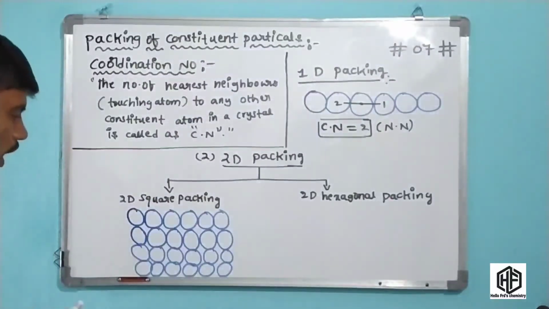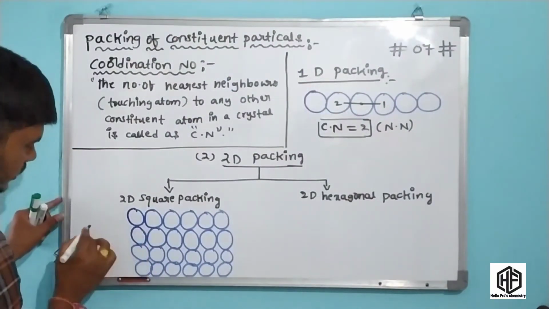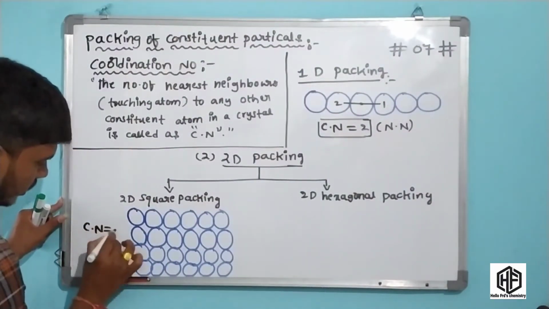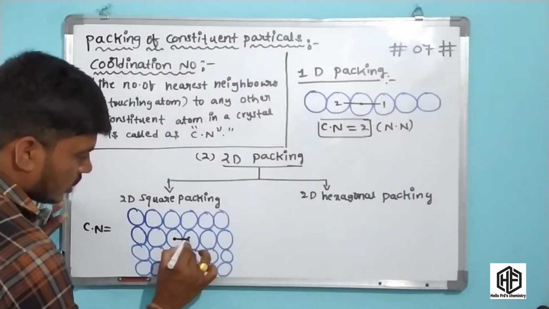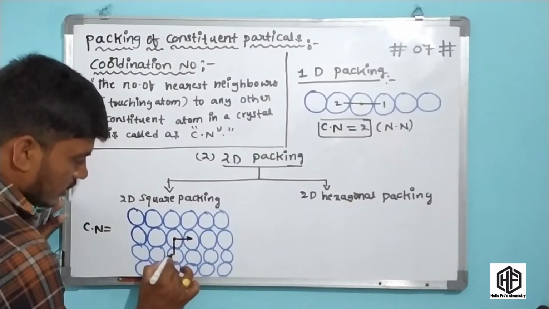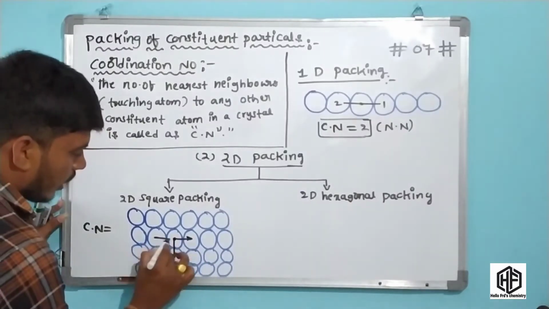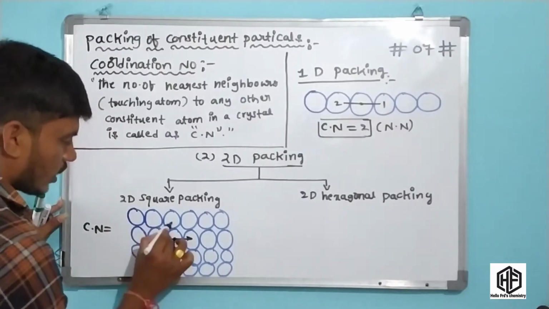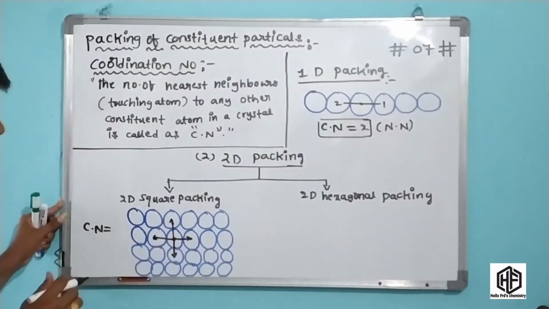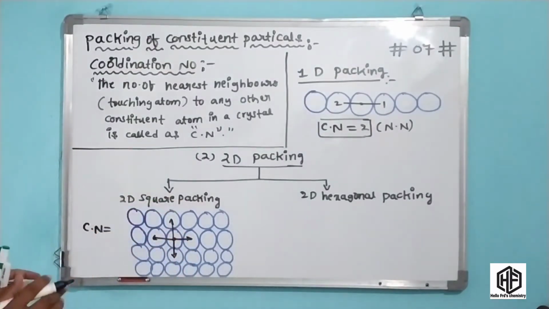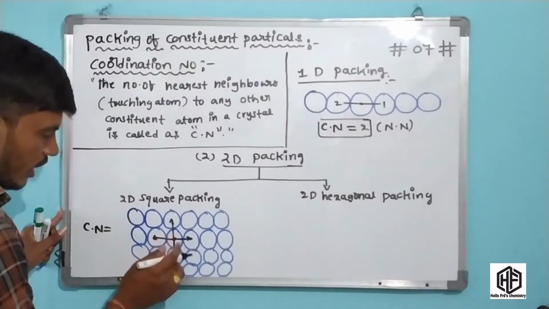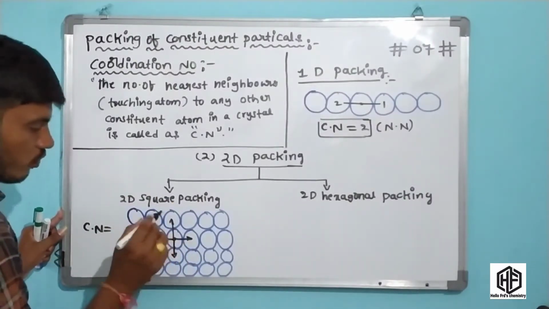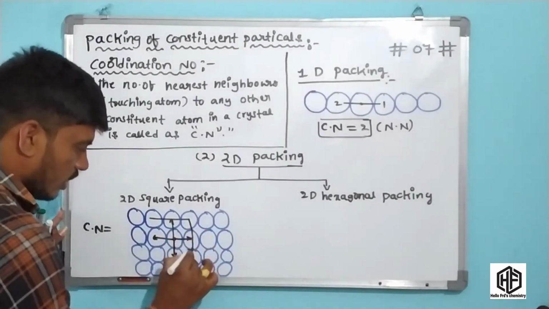Okay friends, in two-dimensional square packing, you have to consider this atom. This atom touches the atom on this side, and this atom touches this atom and this atom. In two-dimensional square packing, consider any atom: it touches four atoms.